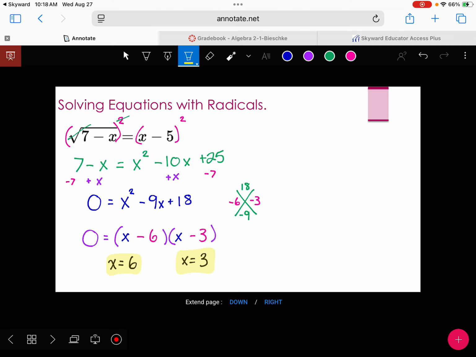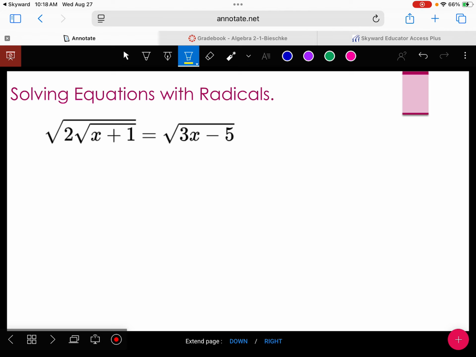We have 2 more with radicals, and each of them takes a little notch up. So the next one's a little notch up. It looks gross. We can do this. We've got the square root of 2 square root of x plus 1 on each side, 2 radicals. Blinky screen, what are you doing? Thank you. Even the screen went, I don't want to do this. And that's set equal to the square root of 3x minus 5. Ew.